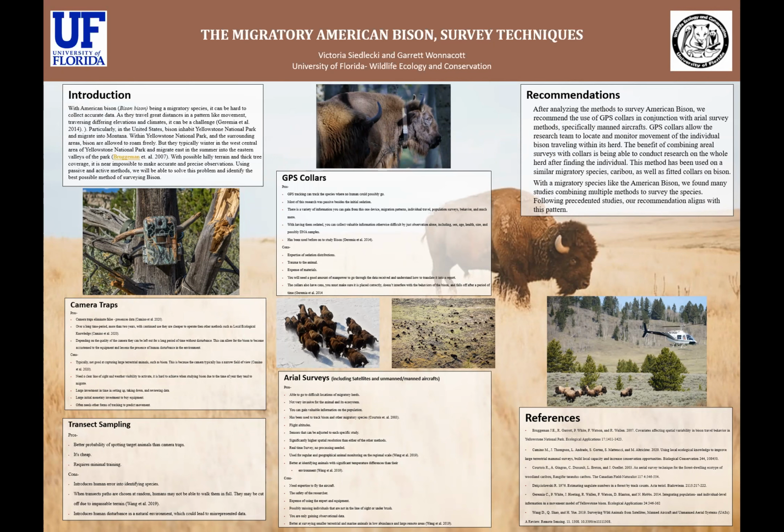Today we'll be talking about the migratory American bison and some of the survey techniques. So the problem with surveying American bison is that they are migratory, with a current range from the southern part of Yellowstone to outside of the park in Montana.